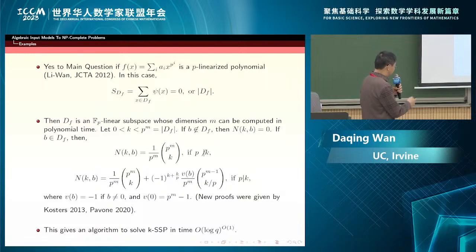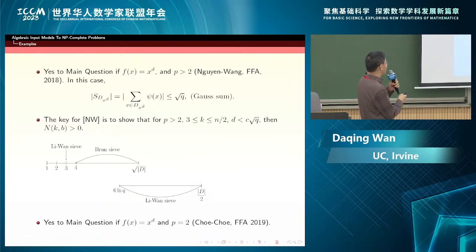And another example, slightly harder, is the monomial. If f is a monomial, x to this power, then this subset sum, this exponential sum, is actually just a Gauss sum. So that's bounded by square root of q, and that is also easy. So this is small, a Gauss sum.